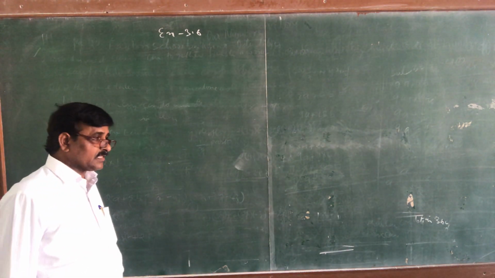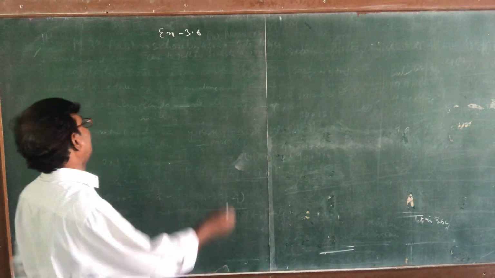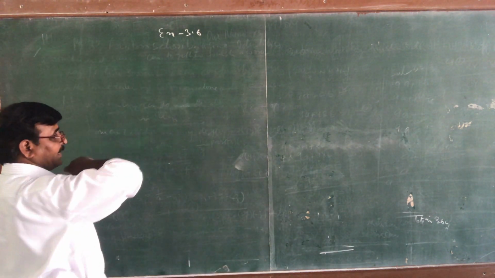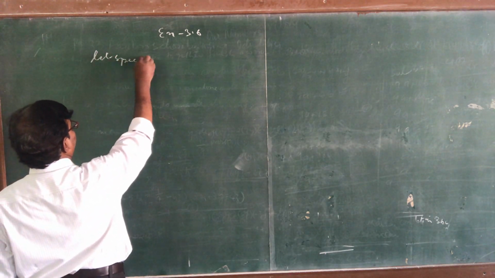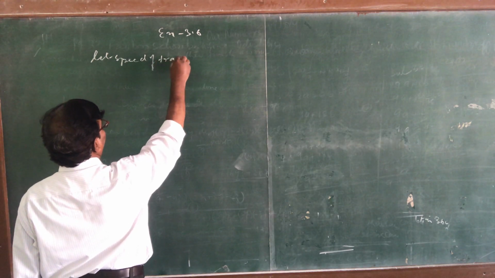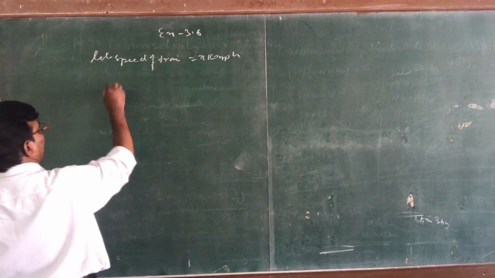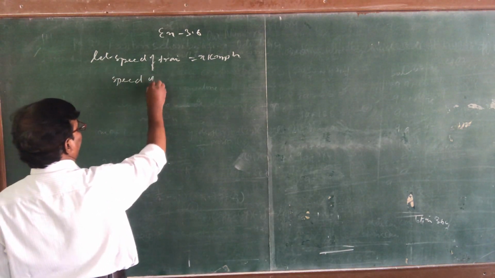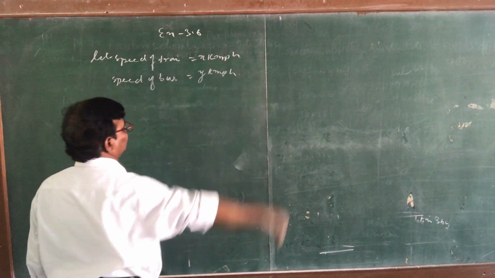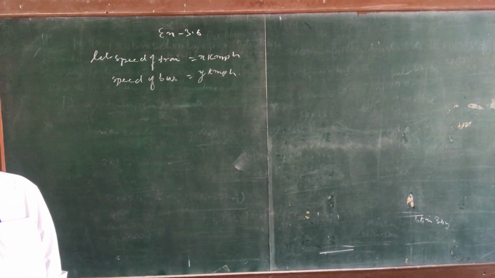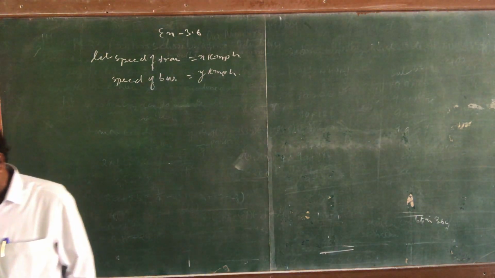Now what is the total distance she has to travel? Total distance is 300. Now she is going by train and also by bus. Let speed of train be x kilometers per hour and speed of bus be y kilometers per hour. Because we don't know the speeds, we are denoting them x and y.